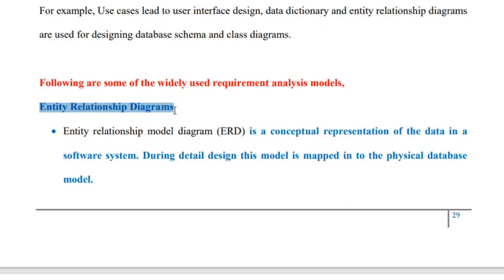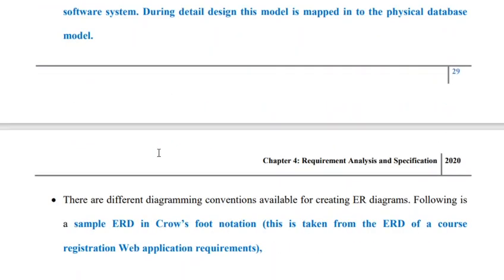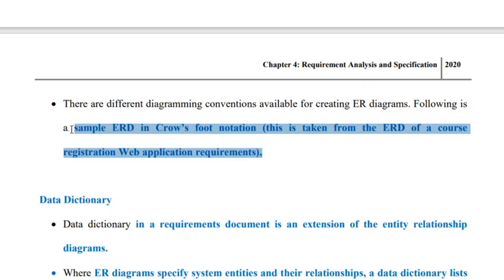So an entity relationship diagram is a conceptual representation of the data in a software system. It is capable of representing various entities that are participating in realizing the system, along with their relationships. One of the important entity relationship notations that is used is called crow's-foot notation. If time permits, we'll discuss crow's-foot notation. Crow's-foot notation is a mechanism for representing entities, entity relationships and their participation.